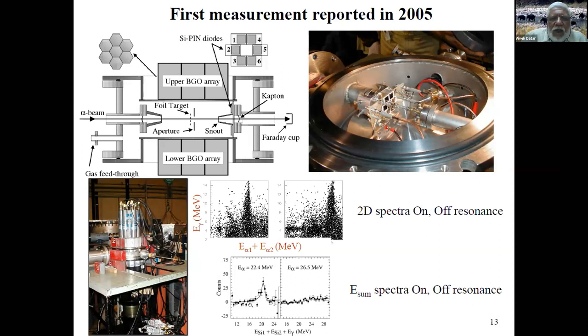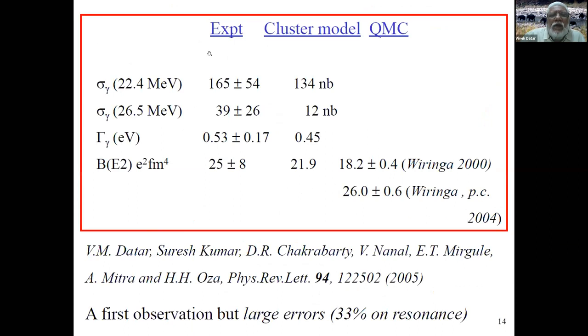So you can see that there is a peak here. Of course, the counts are not too many. The counts are just about 30 counts at the peak, and if you take the sum total, it's about the order of 100 counts or so. And off resonance, of course, higher at higher energy. We could do this in the first go at only 2 energies. Okay. So this is summarized here.